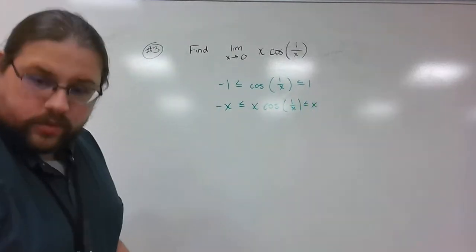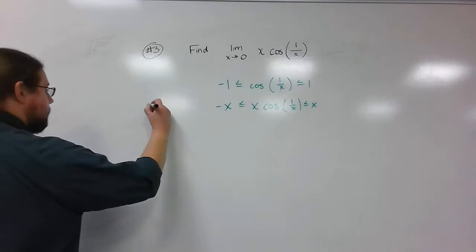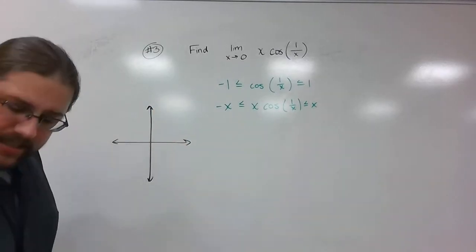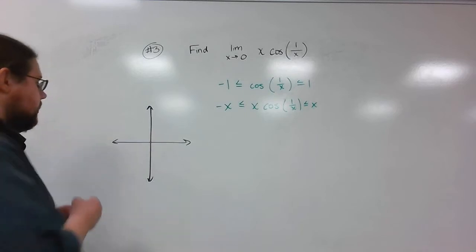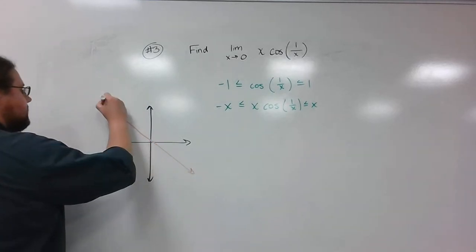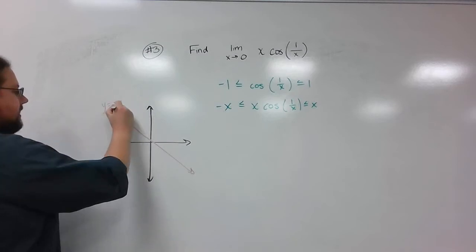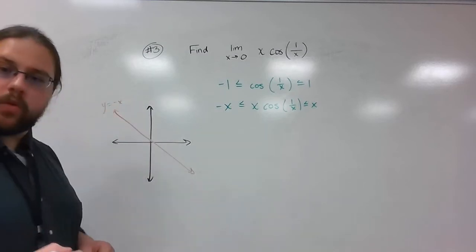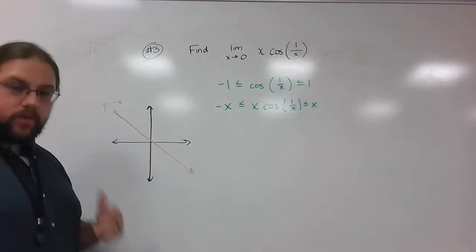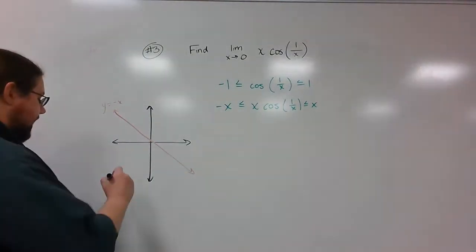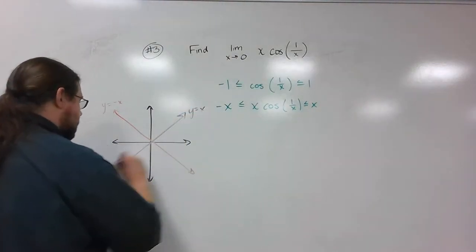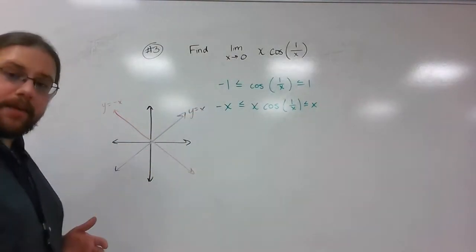Now let me go ahead and show you what this picture looks like just to get my point across. In this situation, negative x is this straight line that starts in the top corner and ends in the opposite corner. So, top left, bottom right. The other function, y equals x, goes the opposite way. It starts in the bottom left and goes in the top right.